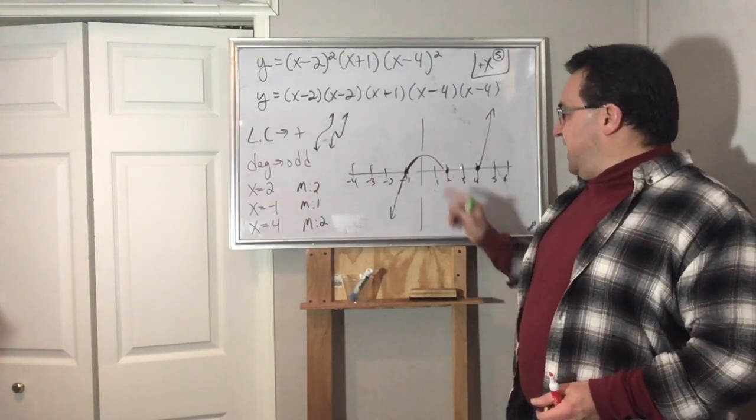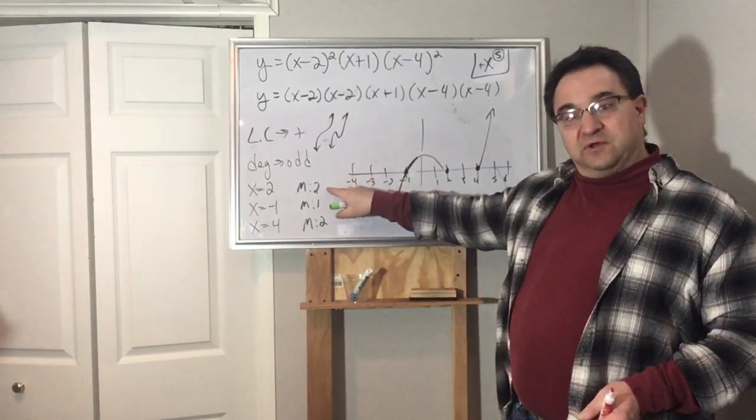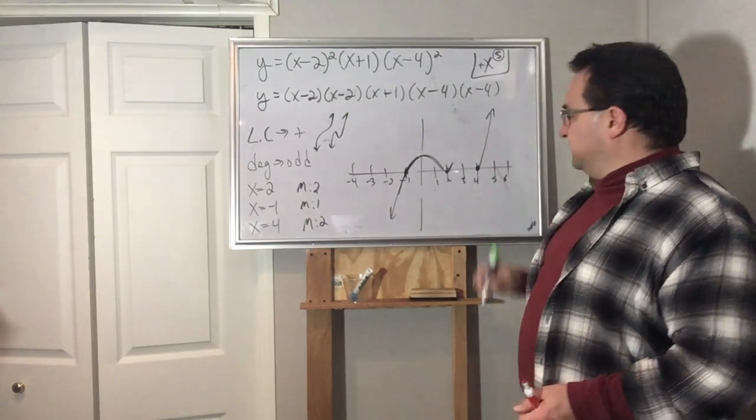Now the question is, what happens at the 2? Do I shoot through or do I bounce off? That's what the multiplicity does. I bounce off in this case. So I'm going to bounce off of there.